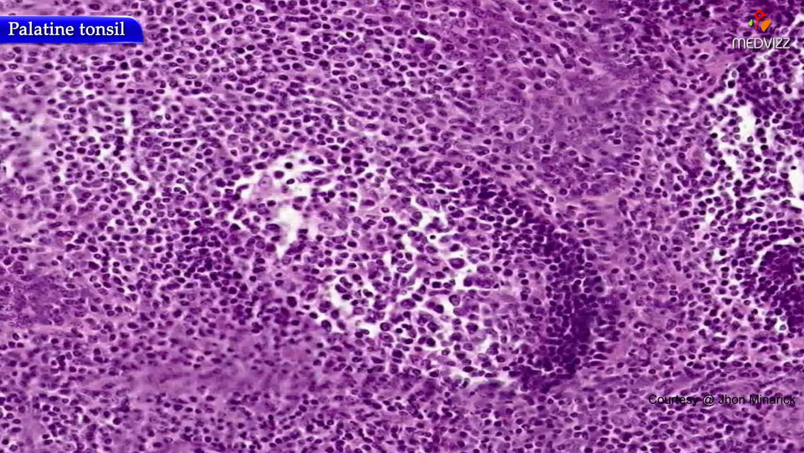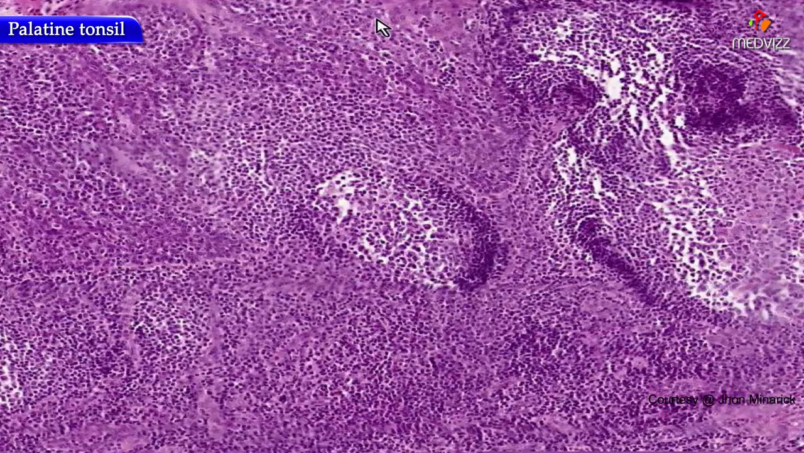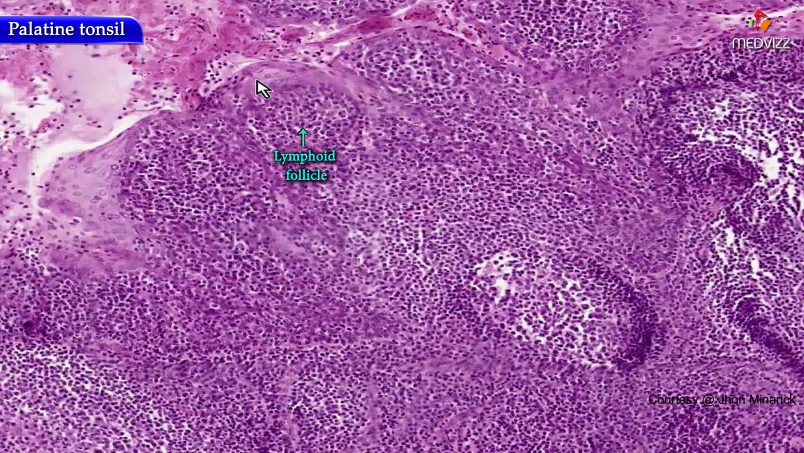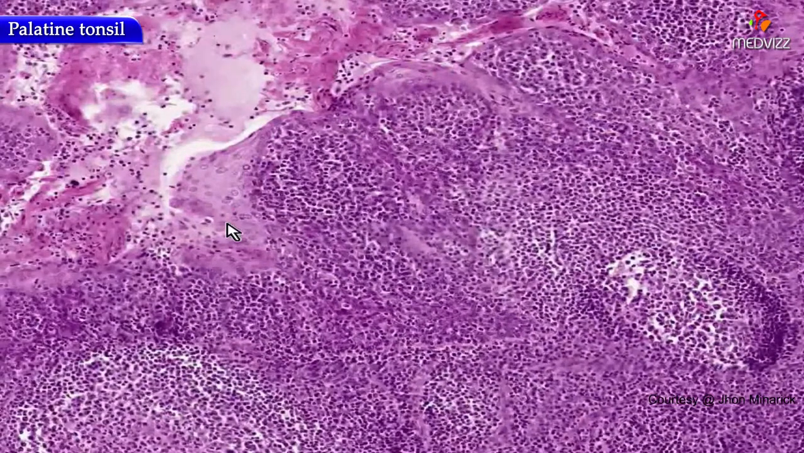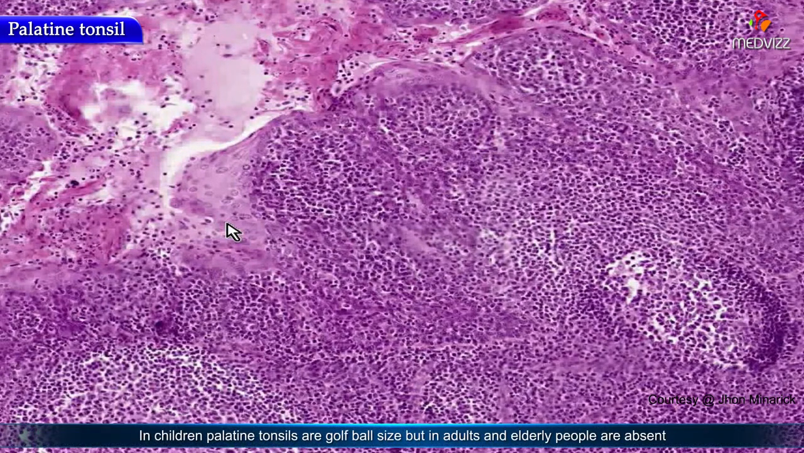But of the three types of tonsils, I want you to remember that the only one that has these groups of follicles intermingled with these stratified squamous epithelial lined clefts or crypts are the largest of all the tonsils, which are the palatine tonsils. In kids, palatine tonsils can be almost as big as golf balls. In adults and elderly people, they can be virtually absent because, like we saw in the thymus, lymphoid tissue involutes or atrophies with old age.